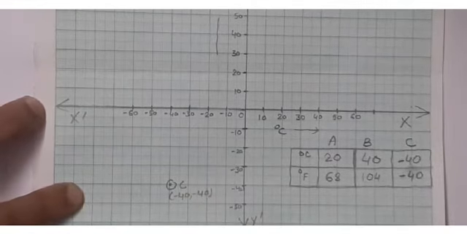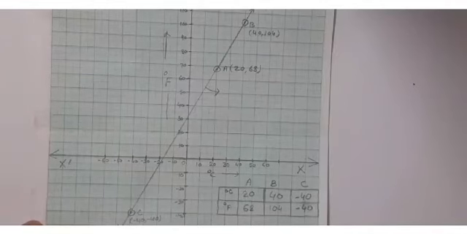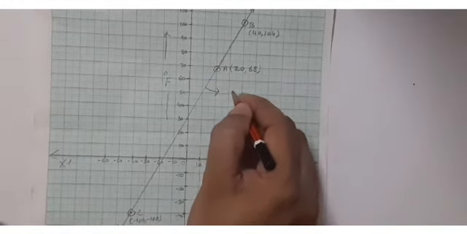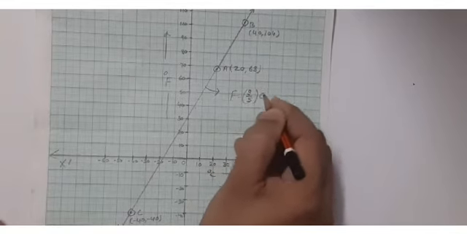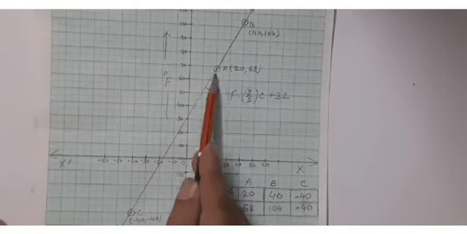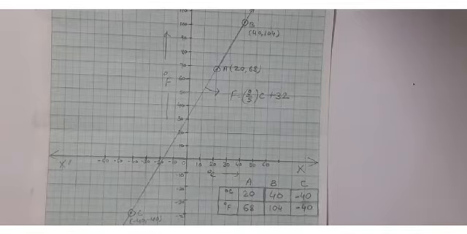After that you have to join A, B and C with help of scale. And what is the equation? Equation is degree Fahrenheit is equal to 9 upon 5 C plus 32. This is our equation. I'll join points C, A, B. This is one straight line. This is very important one. Like this you have to solve. Then after you have to give answer of the following questions.